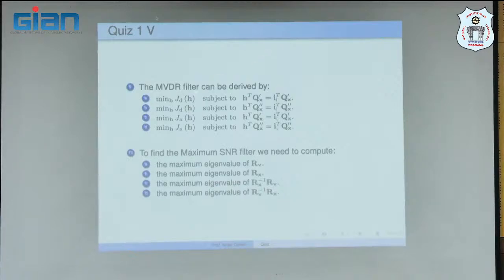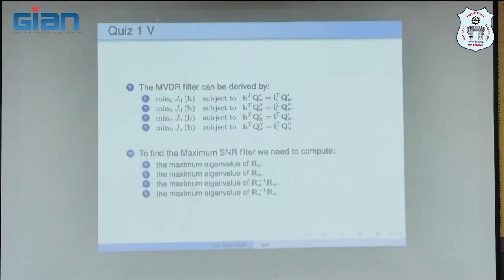Number 9. The MVDR filter can be derived by A, B, C, D. Okay, let's check C. The MVDR with C is minimization of JNH subject to this. So we can remove A and B because the MVDR is distortionless, so it doesn't minimize JD. It minimizes JN, the variance of the noise, or the MSE that is related to the noise. So it's either C or D.